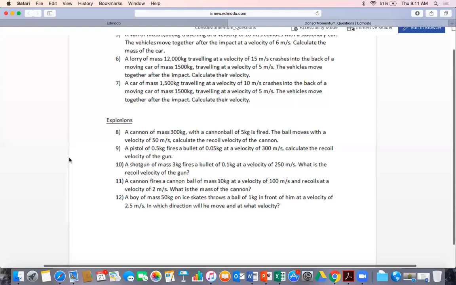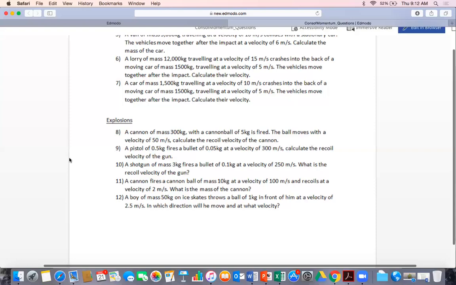Negative 0.83. Is it 300 V equals to 5 times 50? Then velocity equals negative 0.83. Sorry, can you repeat that? 300 V equals to 5 times 50. Then V will equal negative 0.83. 300 V equals to 5 times 50. Then V will be velocity.